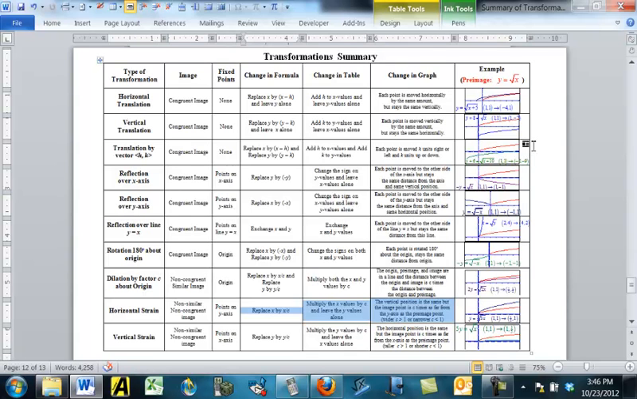The next one, we started with y equals square root of x. We switch x and y to get x equals the square root of y. That is the inverse relation of this one.